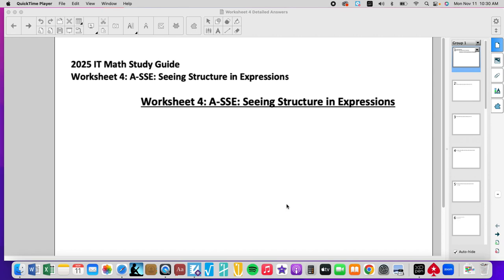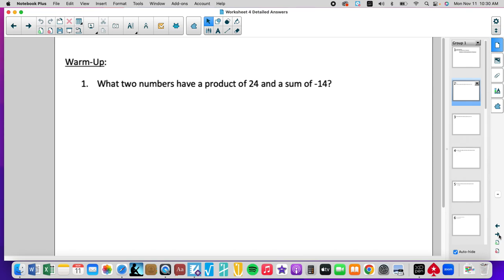This is Academic Decathlon Mathematics subject. Worksheet number 4. We are going to jump very quickly into a way more complex and complicated process. The warm-up problems are okay. What two numbers have a product of 24 and a sum of -14?